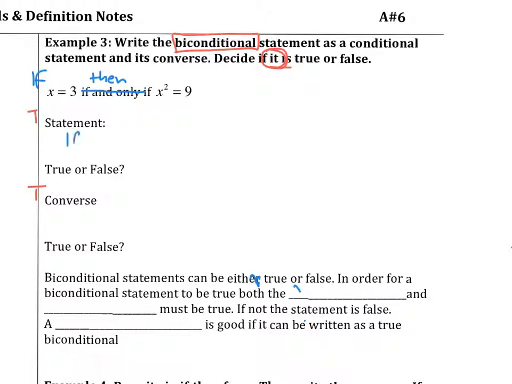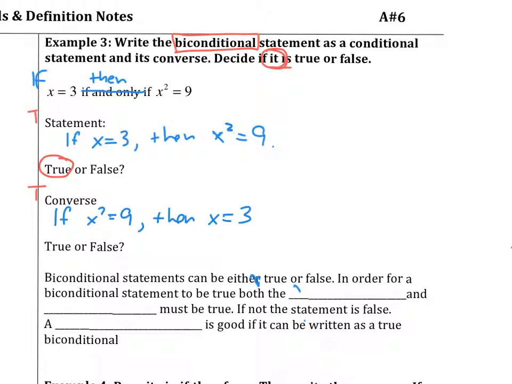And if x equals 3, then x squared equals 9. So how do I know if that is true or false? Well, we're given that x is 3, so now let's put 3 in. 3 squared is 9, so we see that this is indeed true. Now what's the converse? It says if x squared equals 9, then x has to be 3.